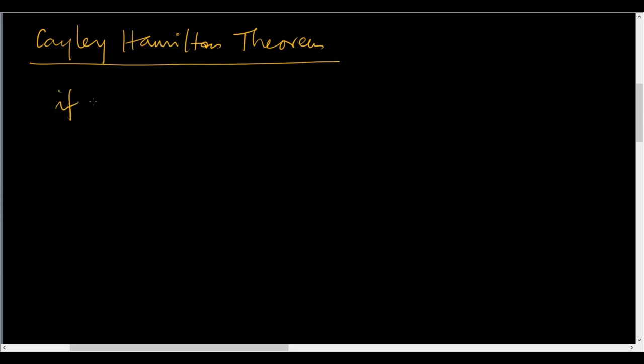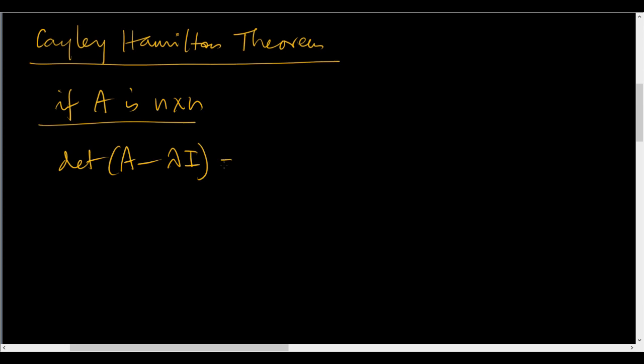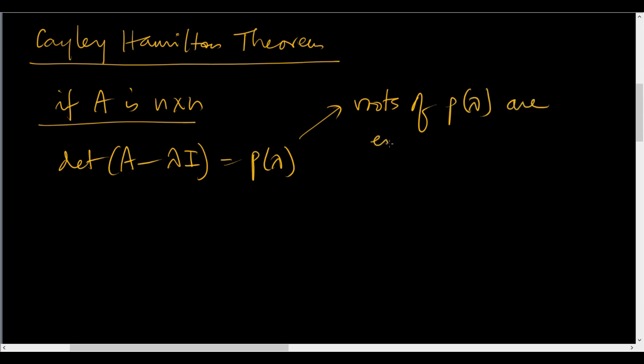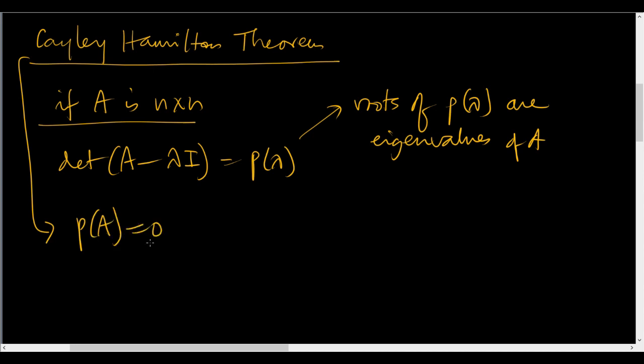Cayley-Hamilton theorem. A very basic fundamental theorem in matrix algebra. If A is n by n, determinant of A minus lambda I is P of lambda, and the roots of P of lambda are eigenvalues of A, as you surely know. But what this theorem says is that P of A is equal to 0. This is a matrix here.